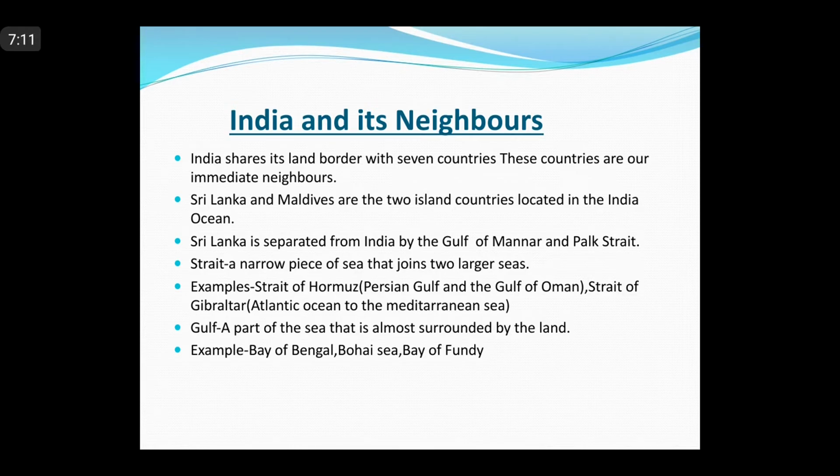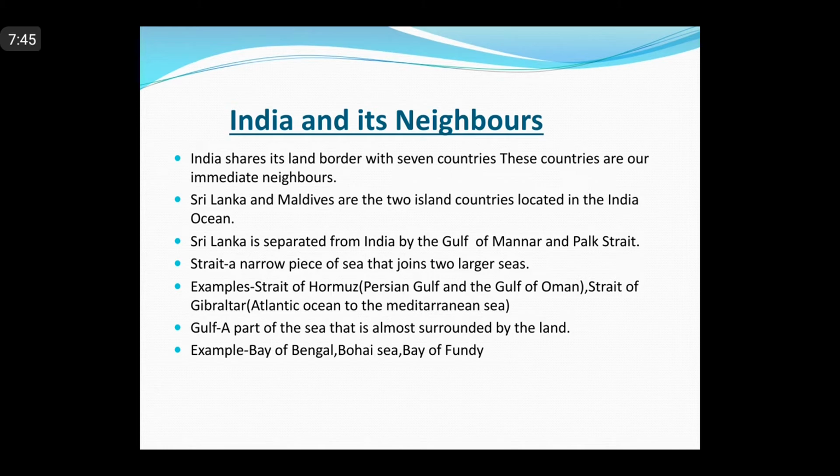Now let me tell you something: India shares borders with 7 countries, and these countries are the immediate neighbors, as I have just discussed with you. Sri Lanka and Maldives are the 2 island countries located in the Indian Ocean. Pointing from the map, this is also important, so you should practice this in your map work also.